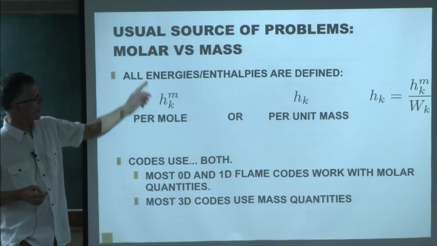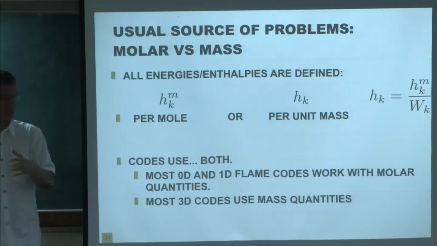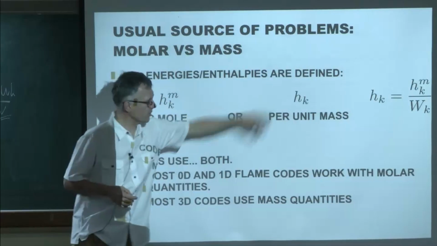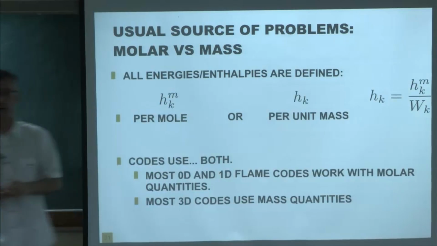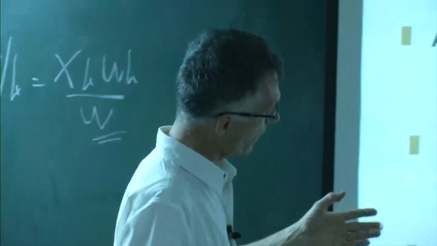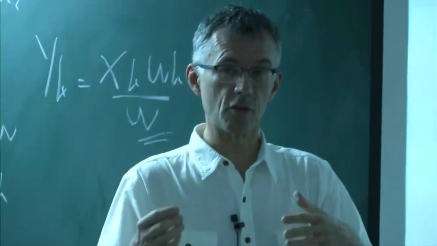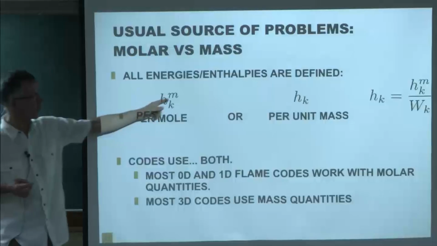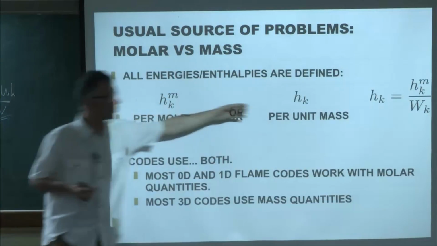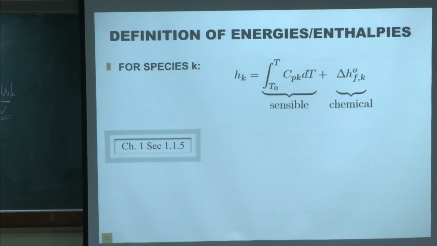By the way, we need to define energies and enthalpies with combustion. That really means that we're going to talk about molar quantities or about mass quantities. And the two are linked simply by the molecular weights. Unfortunately, as I said yesterday, not only do people use different energies, but also they use different quantities. Some codes work with molar quantities, typically 0D, 1D codes, and most 3D codes work with mass quantities.